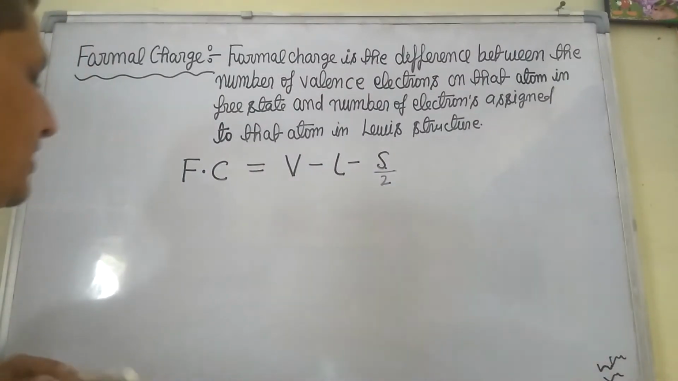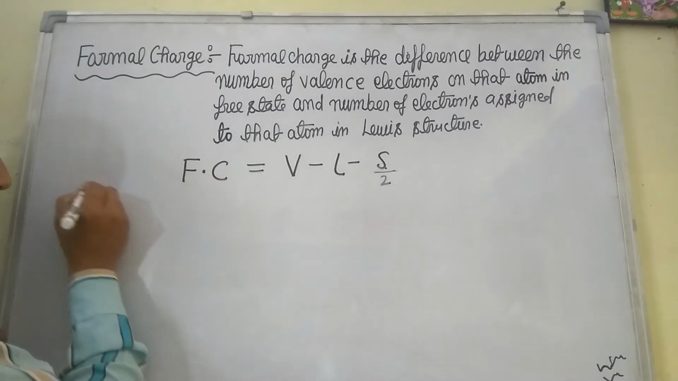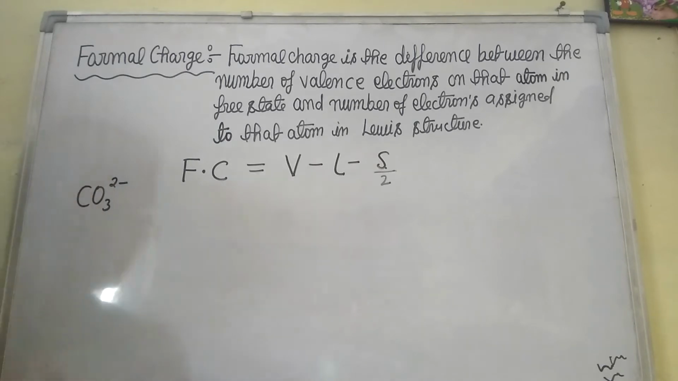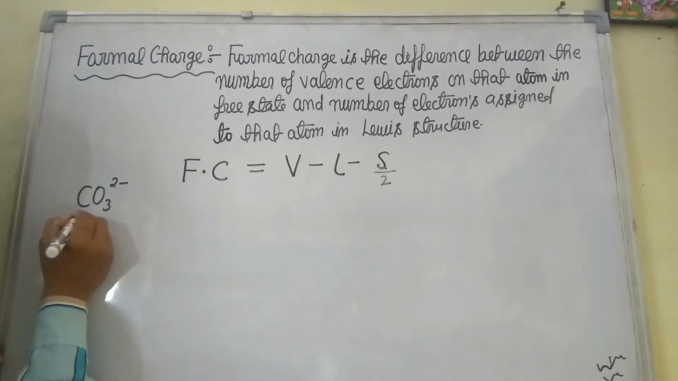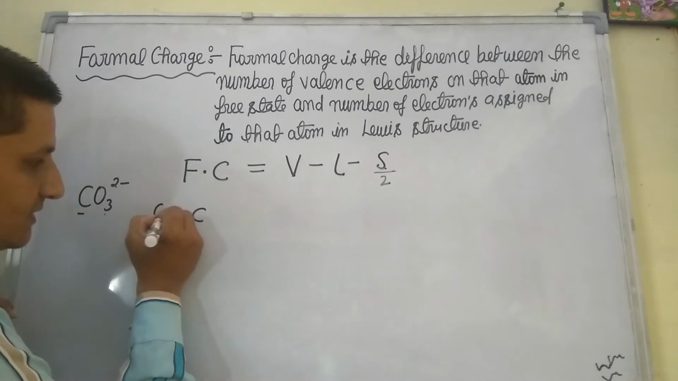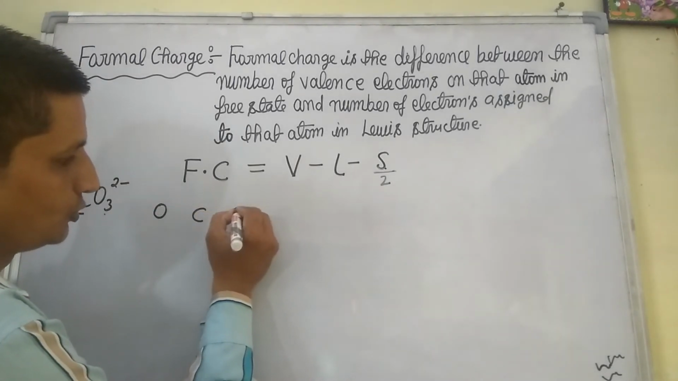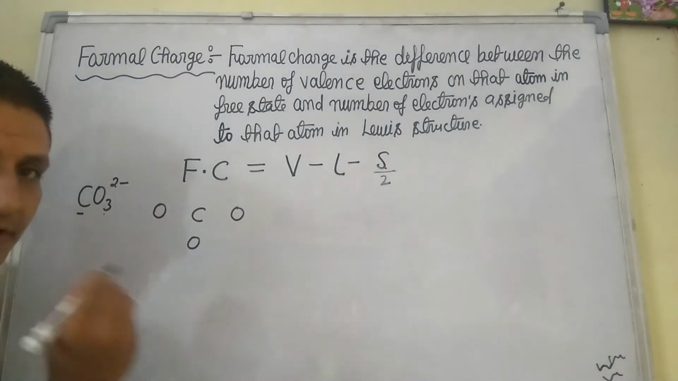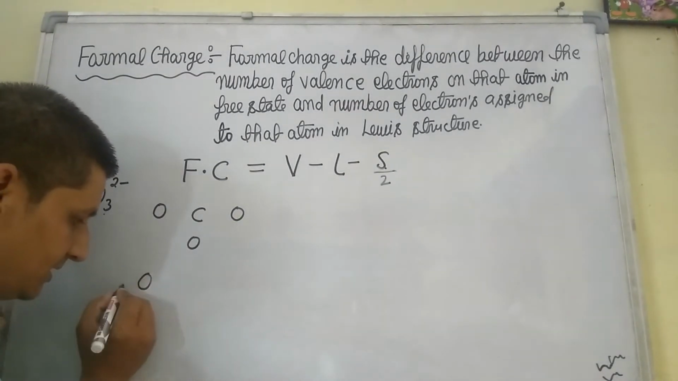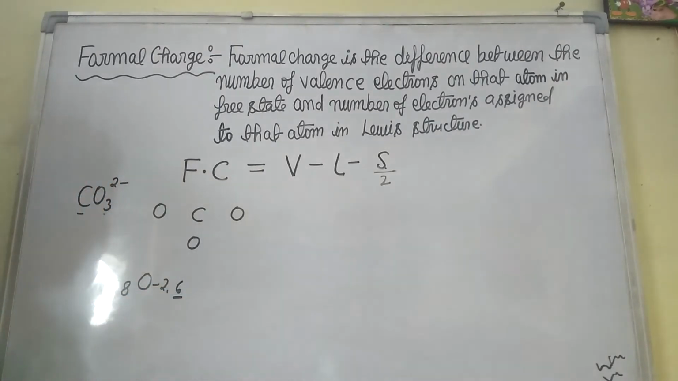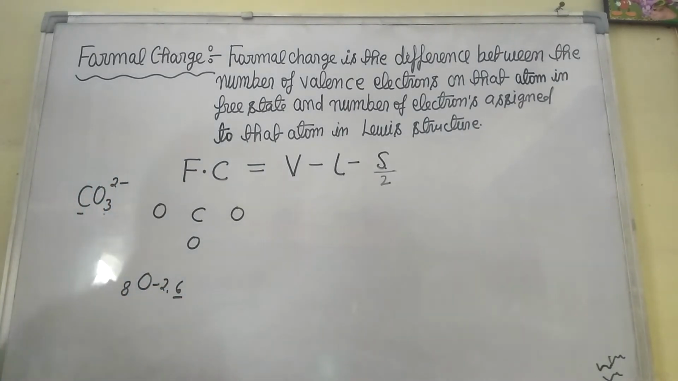Formal charge on carbonate ion. The formula of carbonate ion is CO3 with 2 minus charge, and here carbon is the central atom. The number of oxygen atoms is 3, so we can arrange 3 oxygen in this way: 1, 2, 3. You know very well the atomic number of oxygen is 8, electronic configuration 2, 6. 6 electrons are present in the last shell, so 6 electrons take part in bonding.